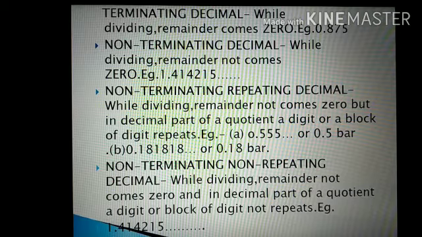Last, non-terminating non-repeating decimals. In this, the remainder never comes 0 and in the decimal part of the quotient, a digit or a block of digits will not repeat. For example, if we bring square root 2 in decimal form, we will get 1.414215 and so on. Here the remainder does not come 0 and in the decimal part neither a digit nor a block of digits will repeat.